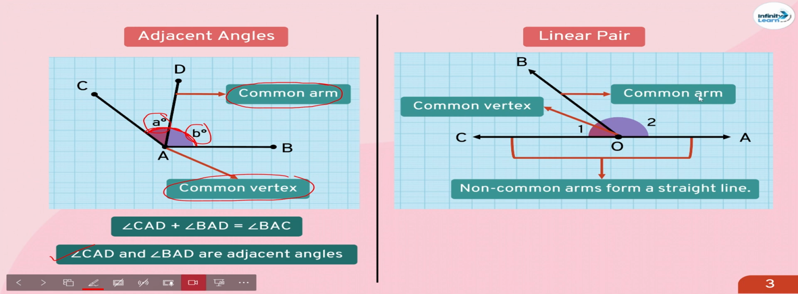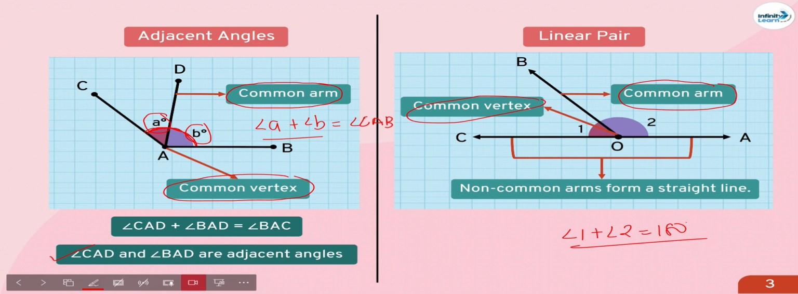Now talking about linear pair, it also has a common arm and common vertex, but the difference is that the sum of the two angles is a straight line. It means angle 1 plus angle 2 is 180 degrees. Here angle A and angle B together make angle CAB, but not 180 degrees in this case. But in this one, angle 1 plus angle 2 is 180 degrees. Clear?